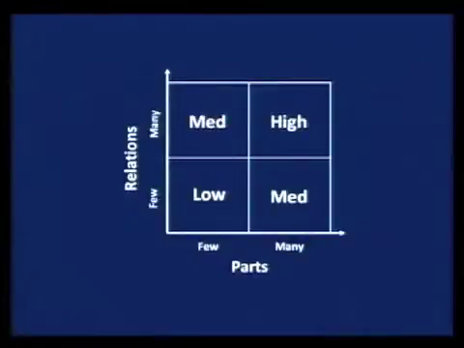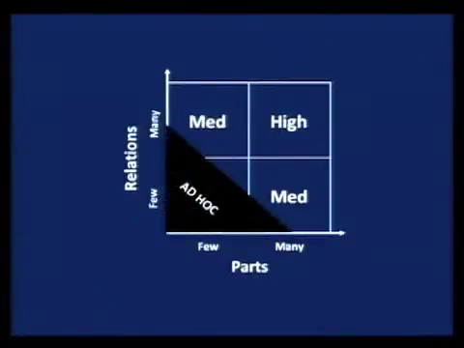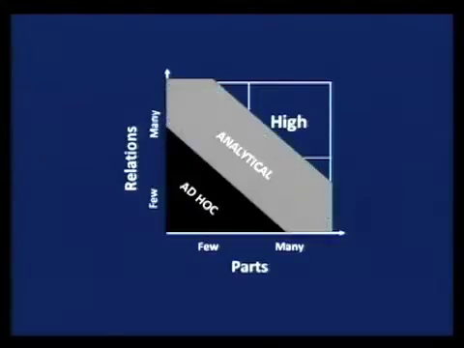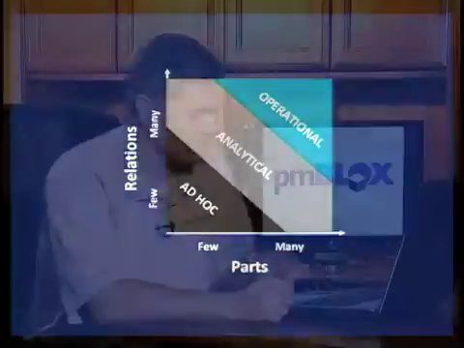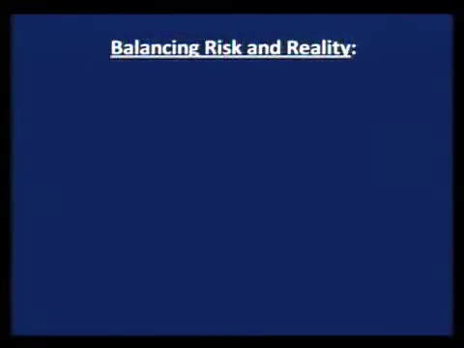Now, what we're going to do is map these modeling approaches over these four quadrants. So, at the simple, low complexity end, ad hoc models are typically sufficient. For medium complexity, analytical or mathematical models are more appropriate. And of course, for very complex processes, at the high end with many parts and many relations, operational models are more appropriate.